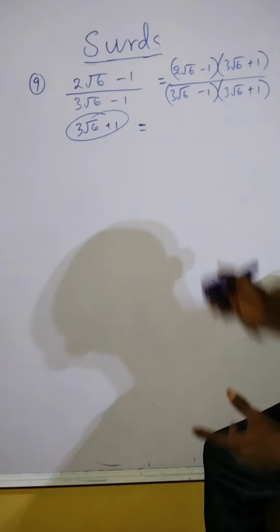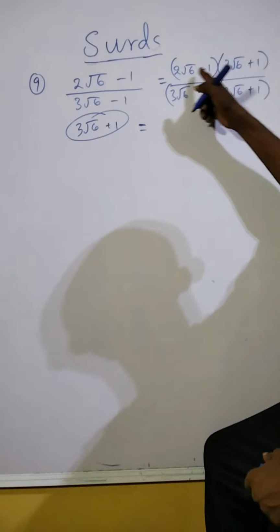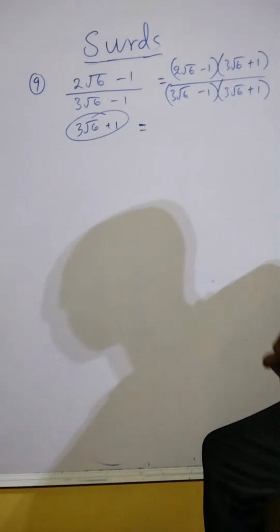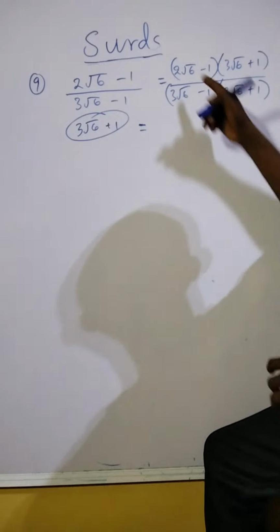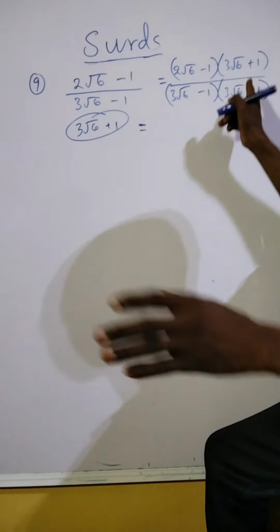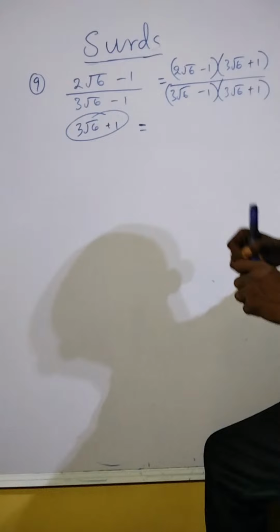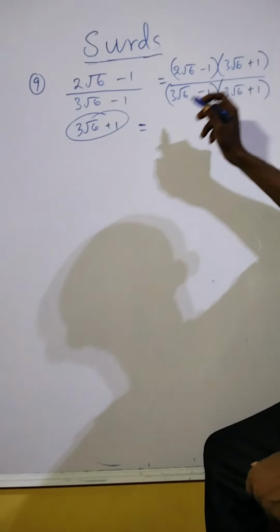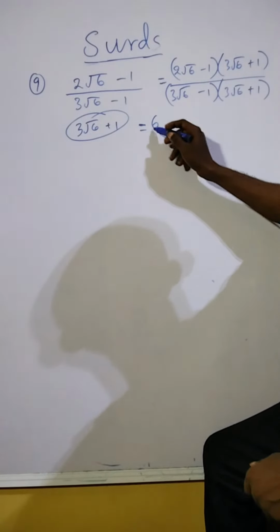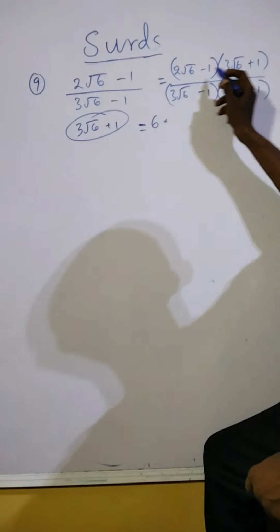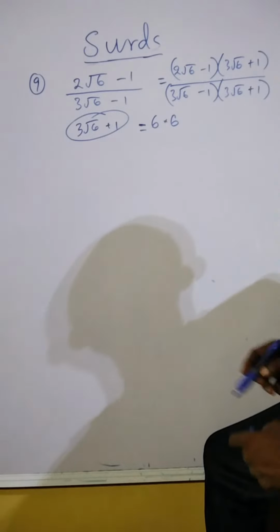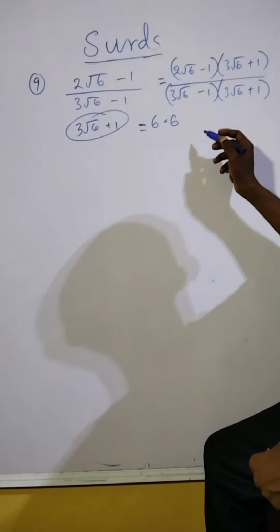What you just do is to expand this bracket. Now 2 raised 6, we first multiply the numbers, then the roots, and you multiply them together. So now we can say 2 times 3, that's 6. Okay, we have 6, then root 6 times root 6, that's 6. So that's why we have 6 times 6 there.